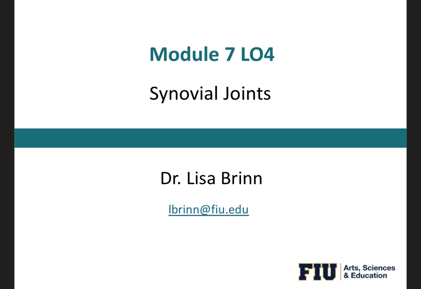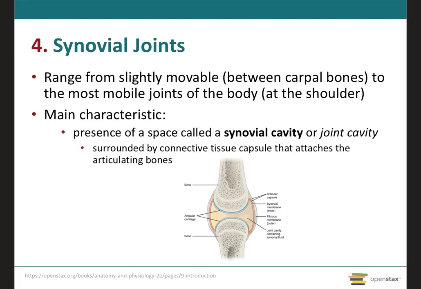Class, we're going to cover the synovial joints, which is the last of the three different types of joints based on the structure, in this learning outcome number 4. The main structure that differentiates the synovial joint from the other joints is the presence of this space between the bones that is called the synovial cavity, or also the joint cavity. None of the other joints have a space between them.